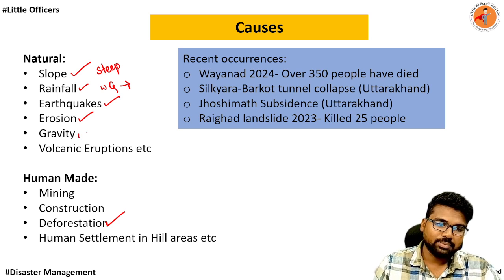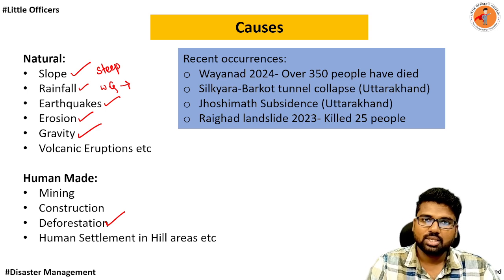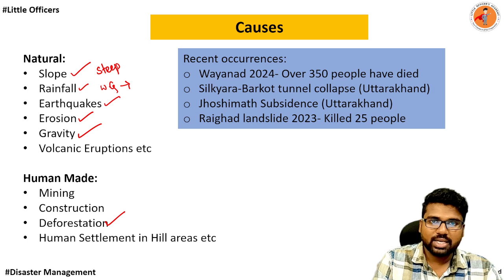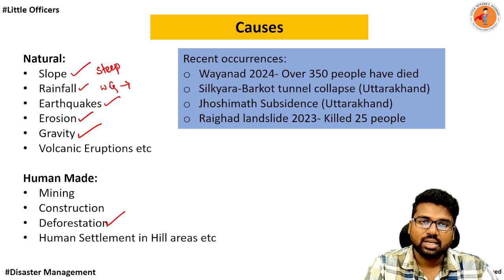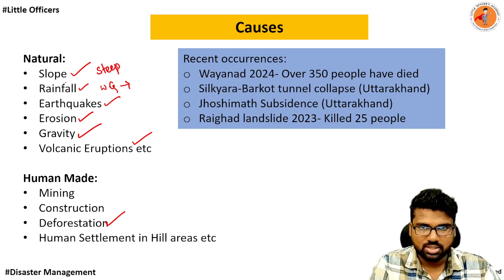Similarly, gravity. Gravity always attracts towards the center of the earth, so that means downwards. So it can pull material down the slope, and that can lead to a landslide, or it can be a volcanic eruption. So these are some of the natural causes.